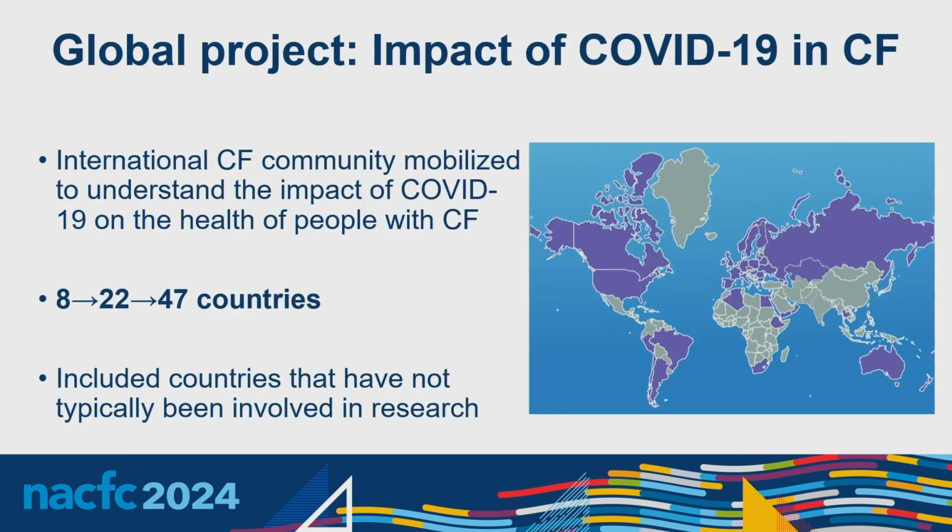And the example I'm going to talk about is the global project that looked at the impact of COVID-19 in CF. So this started off when the pandemic started. 8 countries kind of got together, the ones with more well-established registries, to really ask the question, what is COVID-19 doing on the health of CF patients? But over the years, it has grown, and now there were 47 countries in the latest study that was done to look at this. And this collaboration has included countries that have A, not typically been involved in research, and B, don't have well-established registries. Sometimes they're just willing to collect data and share it and be part of the collaboration.